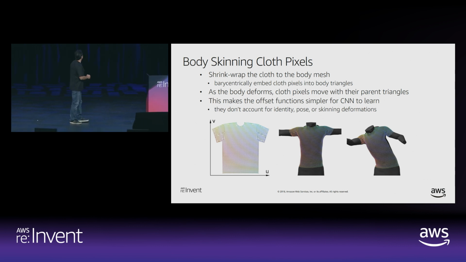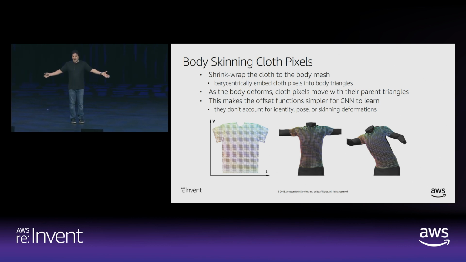And so what I do is I take the cloth pixels and I embed them on the body. I barycentrically embed them in the triangles of the body. So as the body changes pose, they move with it. What that means is if my t-shirt was skin tight and just followed these two things, the offsets I would need would be 0, and the machine learning network learns a function which is 0 everywhere. But if the cloth is dangling, it needs to learn offsets from here to the shirt.